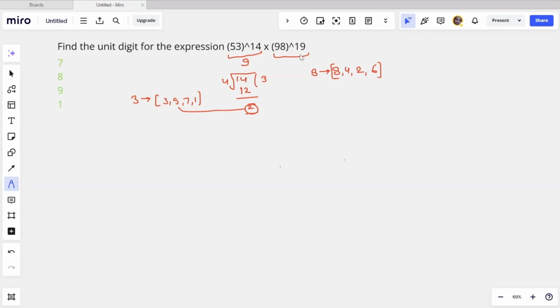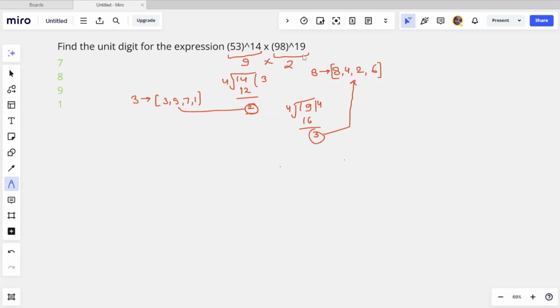Now as we have 4 elements in our power cycle, we will divide the power by 4. So 4 times 4 is 16 and the remainder will be 3. It means the third element in our power cycle will be the unit digit of the resultant of this expression. So the answer will be 2.